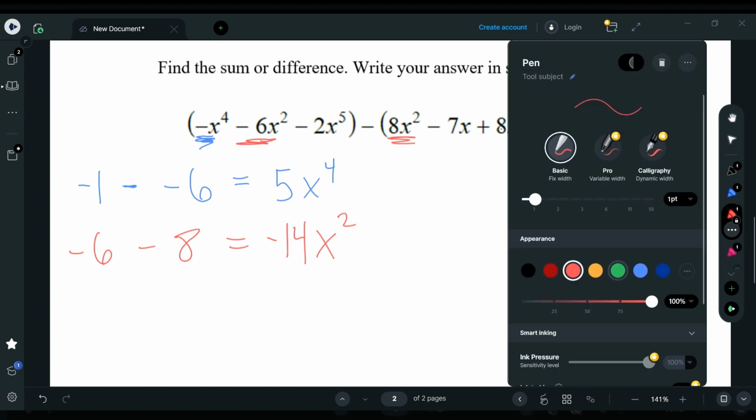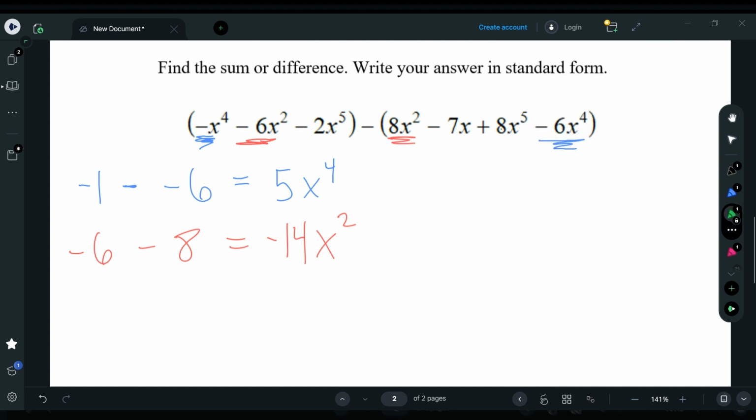Let's go to our next one here, which is right here. This term is x to the power 5. Over here, we also have x to the power 5. Those are like terms. They're going to combine. Let's subtract the coefficients. Negative 2 minus 8. Negative 2 minus 8 is a negative 10. That's the new coefficient. Those terms were x to the power 5. That part doesn't change. It's going to stay x to the power 5.